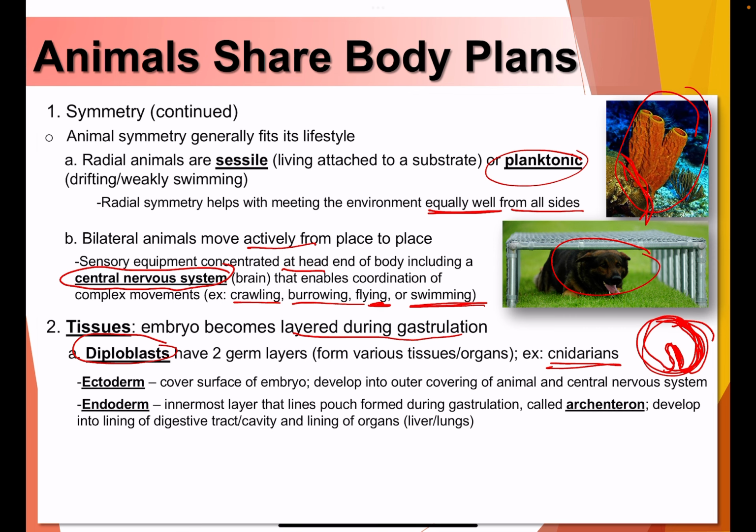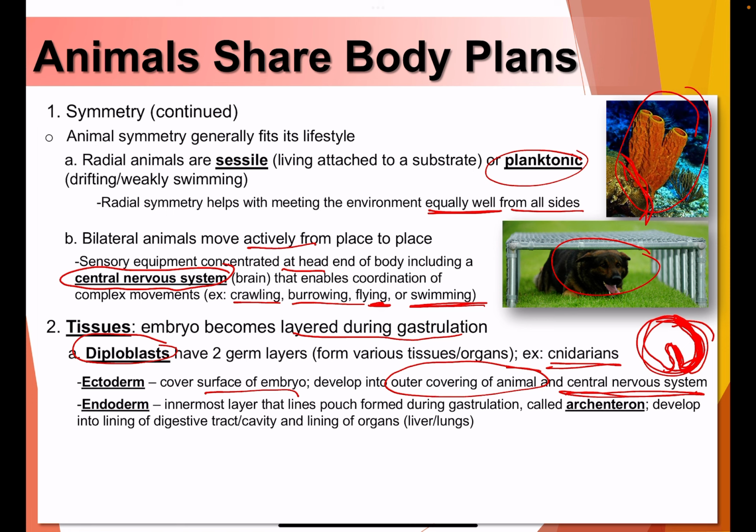So ectoderm is the outer layer that you're seeing there on the embryo, and it covers the surface of the embryo and usually develops into the outer covering of the animal, like your integumentary system for humans. And if we're talking about humans, that is your skin. Dogs have fur, skin, etc. And sometimes in some animals, it is also directing the formation of the central nervous system, or the CNS.